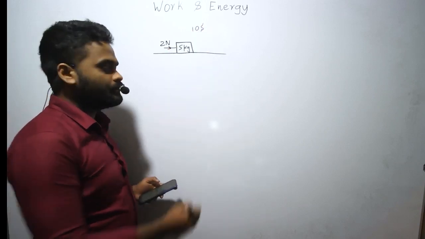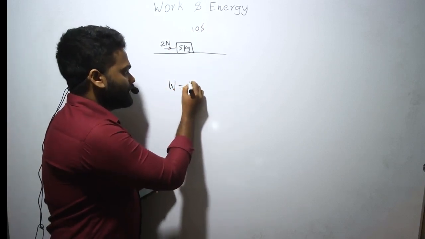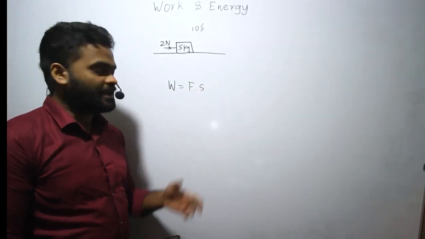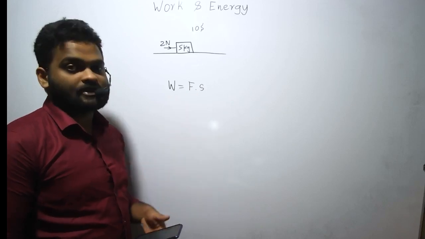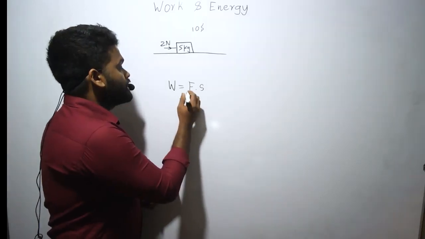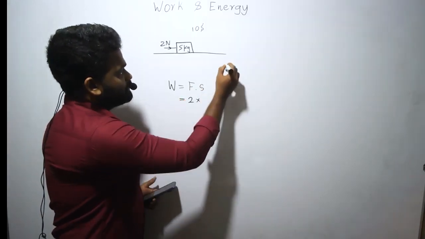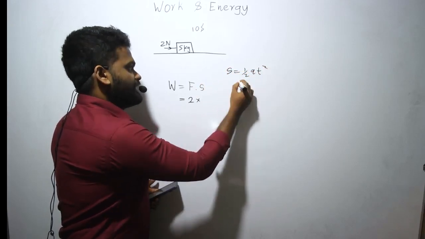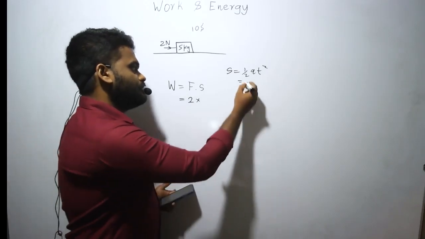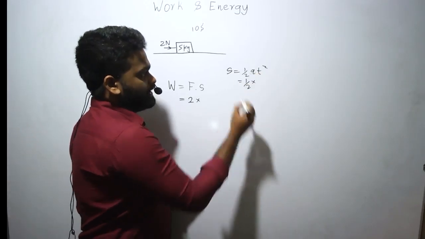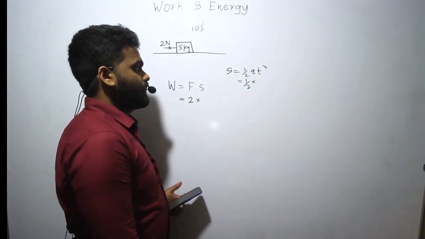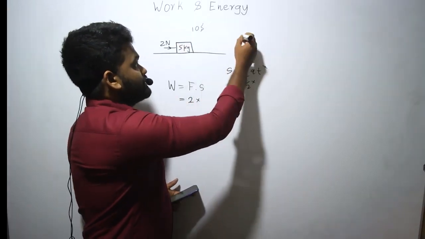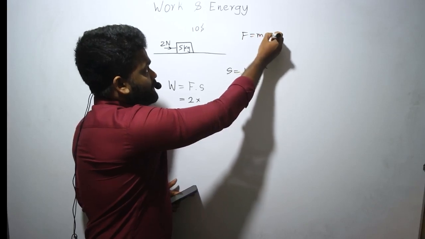So as you know, in order to find work, you have to multiply force by distance. Force is given, displacement is not given. So you have to find the displacement, right? This is an easy question. F is 2. In order to find S, you need to use this equation. Initial velocity is 0. Then we don't know acceleration, so you have to find the acceleration as well. So to find acceleration, we have to use F equals ma.